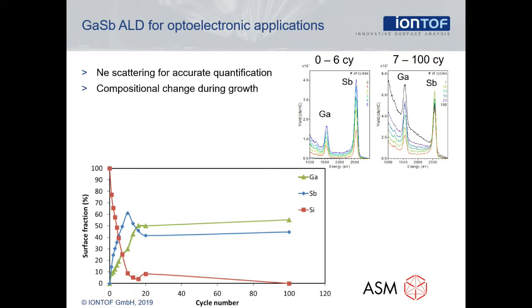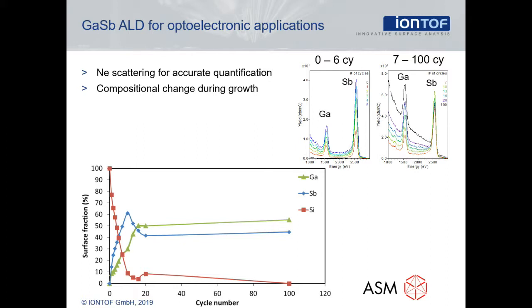By including the silicon peak from the 3 kV helium scattering spectra, the surface composition was quantified and is shown in the lower plot. The silicon substrate signal disappears for increasing number of cycles and practically reaches 0% at 20 cycles. The other two elements are more interesting. The antimony coverage picks up much quicker than the gallium coverage until it reaches about 60%. The antimony coverage then drops to about 45% and stays there while gallium continues to rise to about 55%.